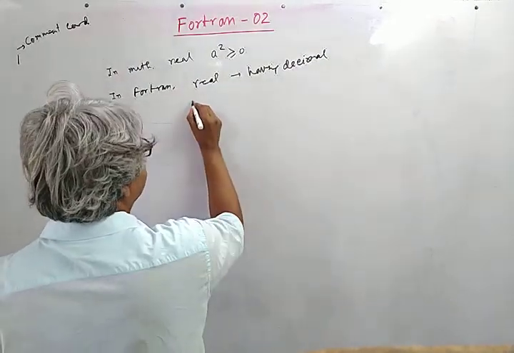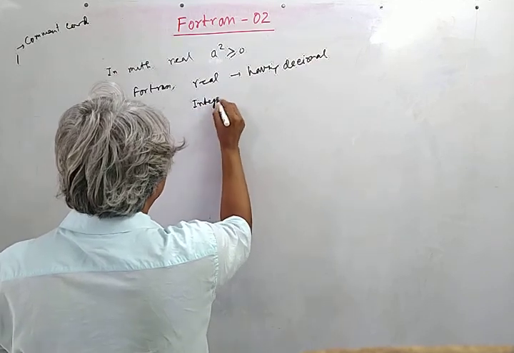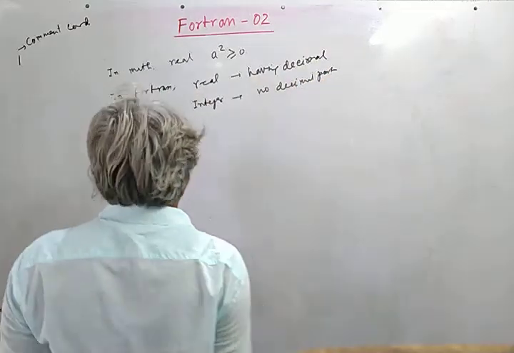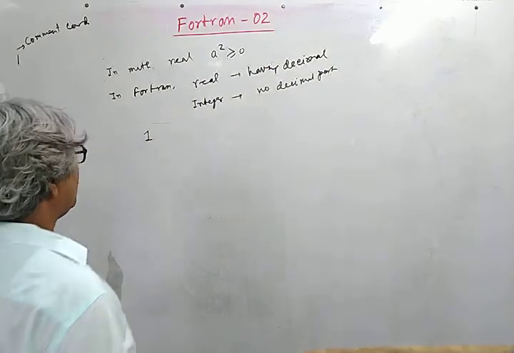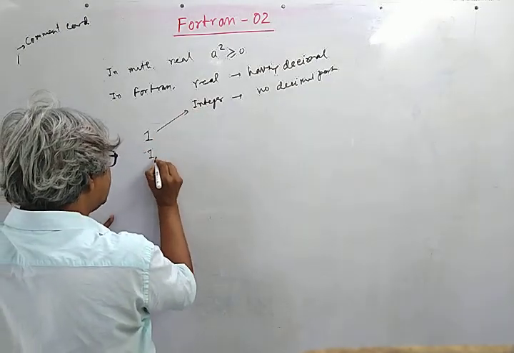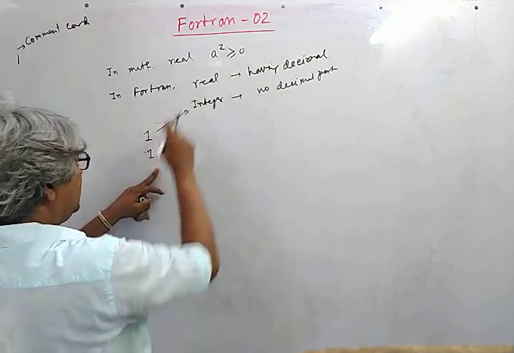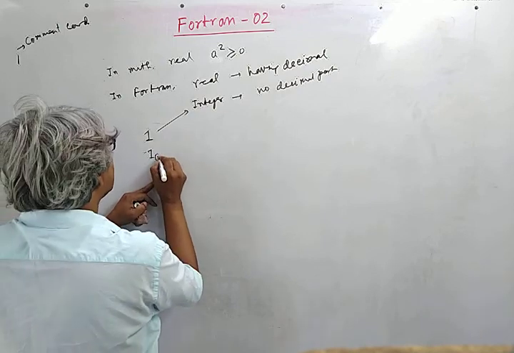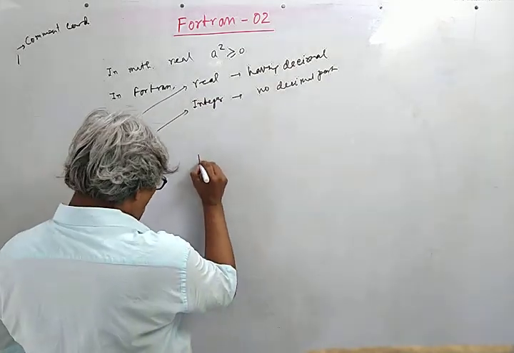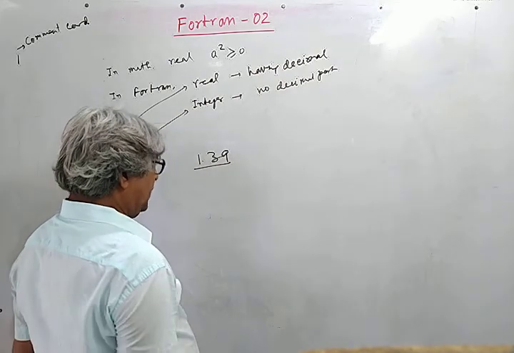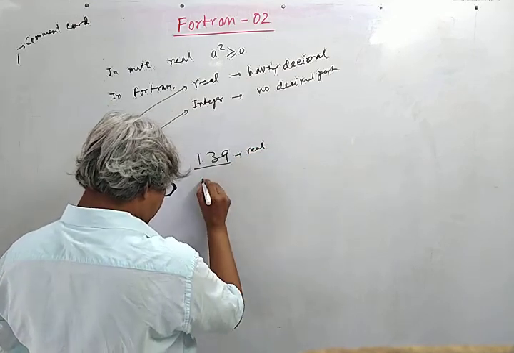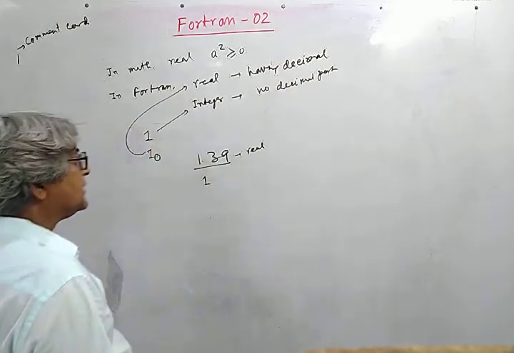In contrast to real, one speaks of integer, which has no decimal part. So if we consider a constant, say 1, if we write it as 1, there is no decimal part, so it is an integer. If we write it as 1.0, then it will be real, because even if the fractional part is 0, there is a decimal point, so it will be a real quantity. If we write 1.39, then it is a real constant. The corresponding integer constant is simply 1.